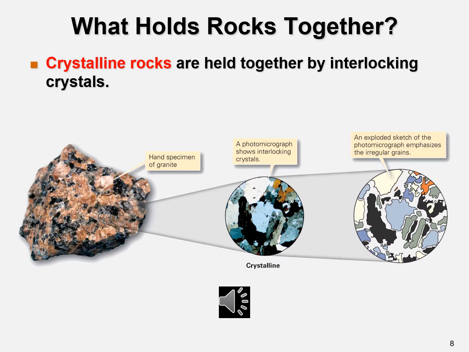Mineral crystals in rocks that are interlocked with one another and fit together like a jigsaw puzzle are called crystalline rocks. The granite in this image is a crystalline rock.